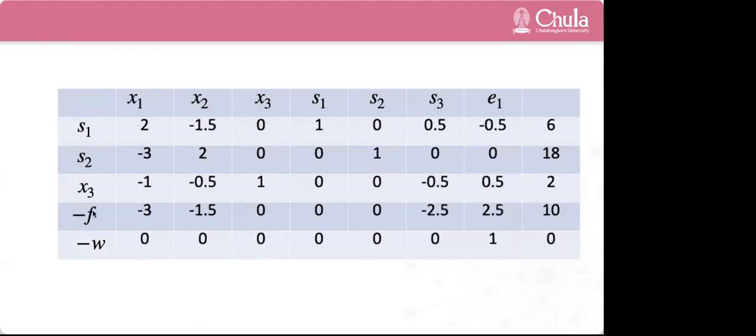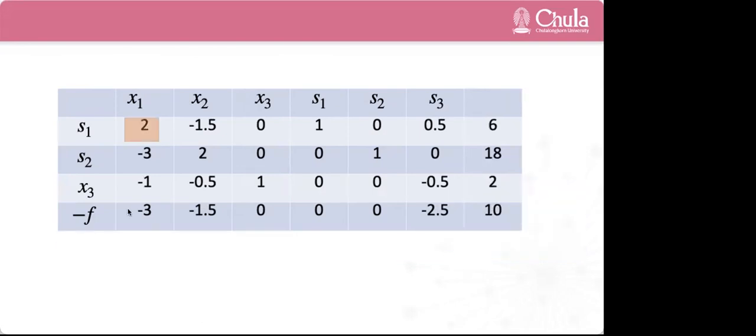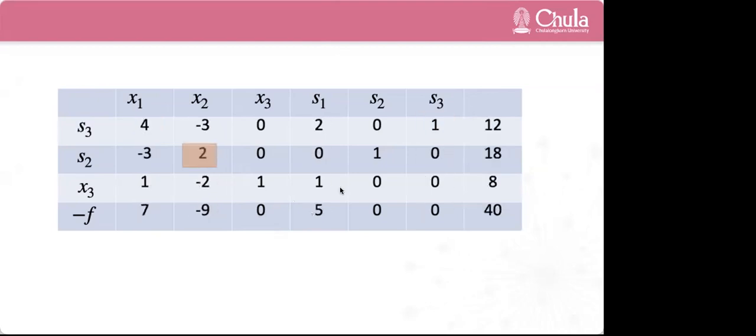Once we finish the first phase, you see that we have driven E1 and W to be 0 already. So we can delete this line, and we can remove this line too. So we obtain this table. And from this table, you see that we can use the simplex method now.